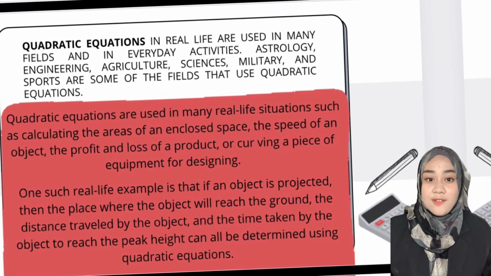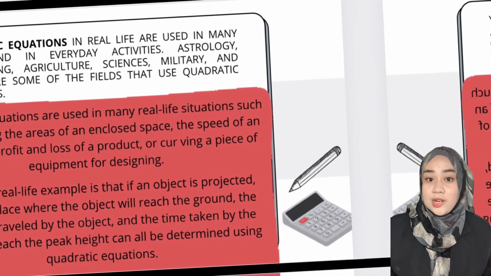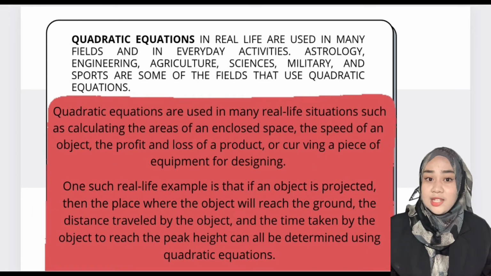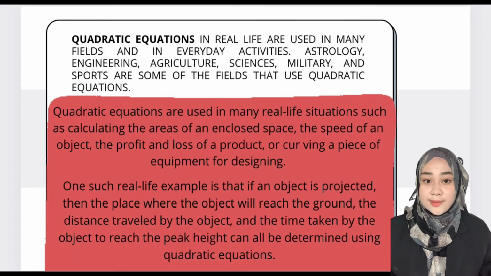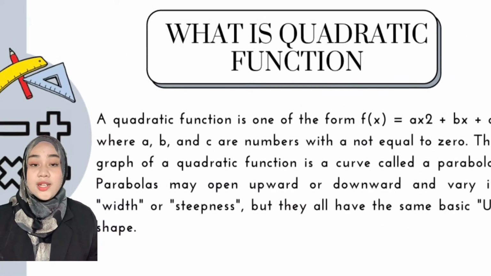One such real-life example is that if an object is projected, then the place where the object will reach the ground, the distance traveled by the object, and the time taken by the object to reach the peak height can all be determined using a quadratic equation. Now, I will go over the quadratic function in greater detail.